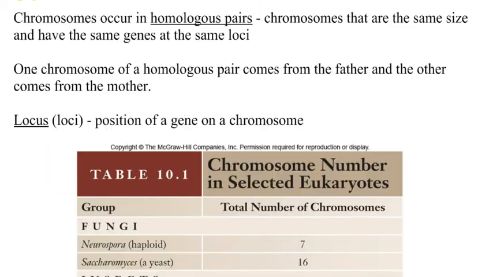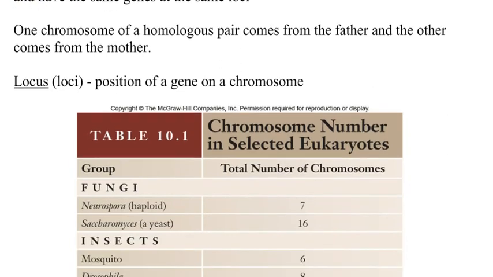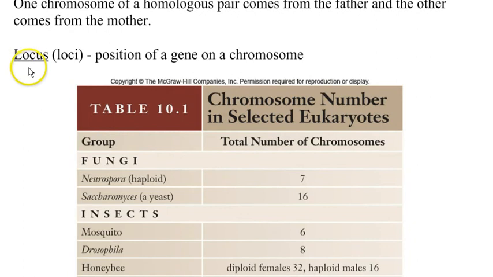Okay, so chromosomes occur, as we already said, in these homologous pairs, chromosomes that are about the same size and have the same genes, same loci. By the way, this is one reason that you can reproduce with any other human being on the planet of the opposite sex and produce offspring. So one chromosome of each homologous pair comes from the father and one comes from the mother. Another term here, locus, is the position of the gene on the chromosome. In other words, our loci on each chromosome are the same.